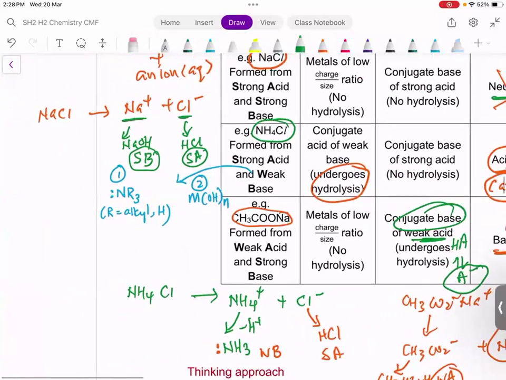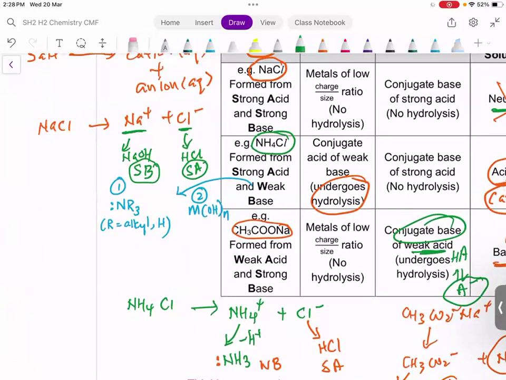Okay, so let's look at this. Ammonium chloride is one example of a strong acid, weak base salt. Please take note, a weak base can also come from a metal hydroxide, and for a metal hydroxide, it's likely to be n equals 3. So a weak base can be nitrogen as a base using the lone pair of nitrogen. That is one category. The second category of weak base is a metal hydroxide whereby it has a 3+ charge.